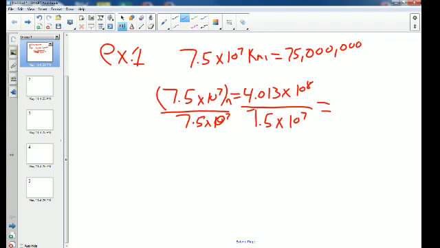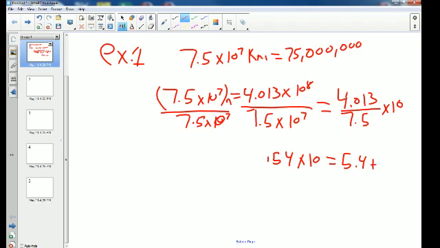So one of the powers of exponents is when you divide two exponents, you subtract. So you get 4.013 over 7.5 times 10. And when you divide 4.013 by 7.5, you get 0.54 times 10. Which gives you 5.4 times farther. There we go.